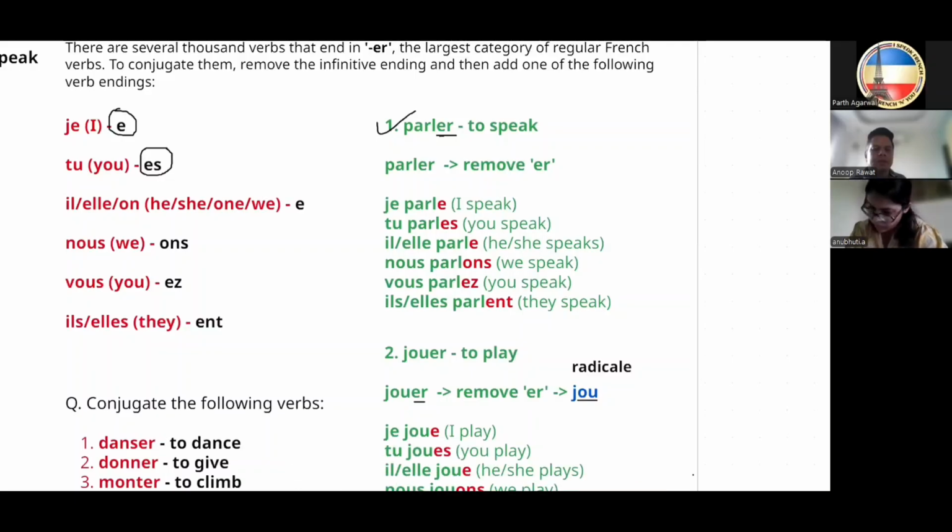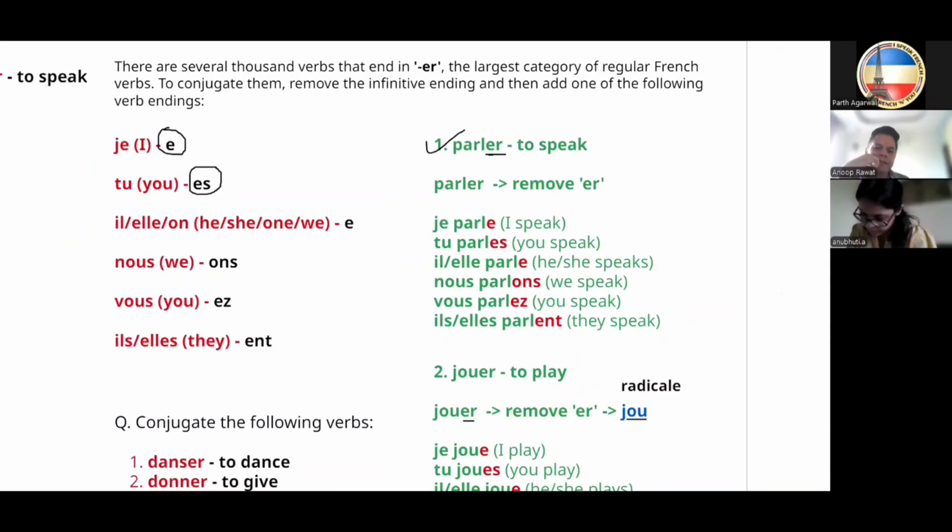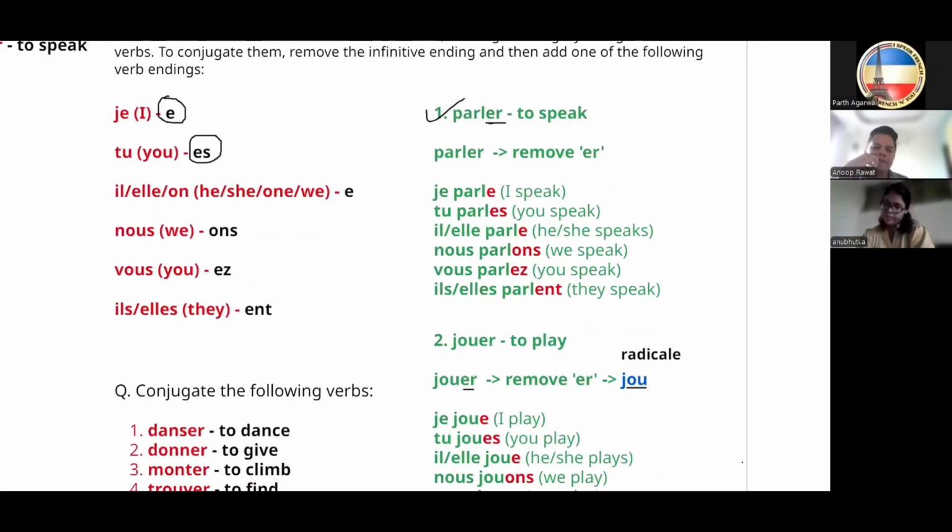Then we will start adding the ending. So the meaning will be: je parle, I speak; tu parles, you speak; il parle, elle parle, he or she speaks; nous parlons. It's not "parlons", it's "parlons". The S in "nous" is silent here. Then vous parlez, vous parlez.